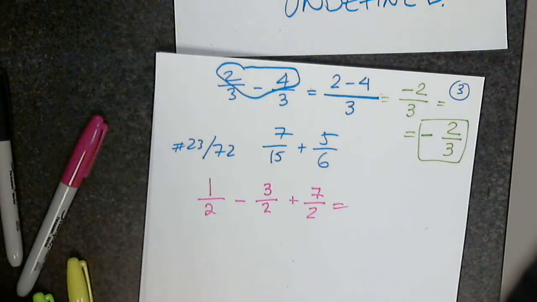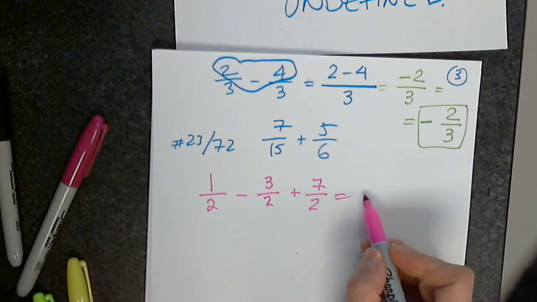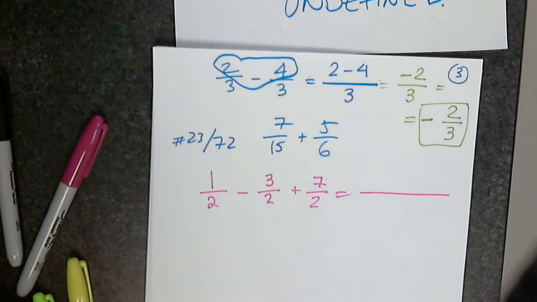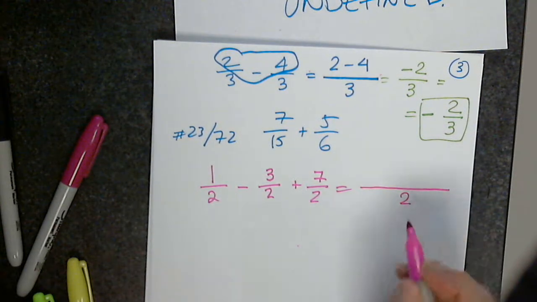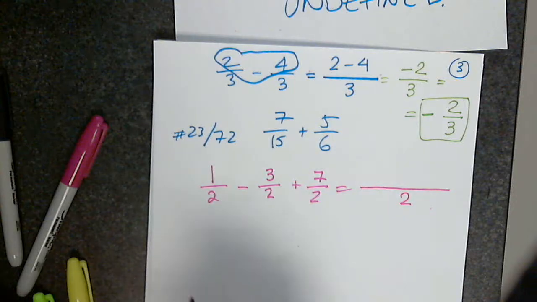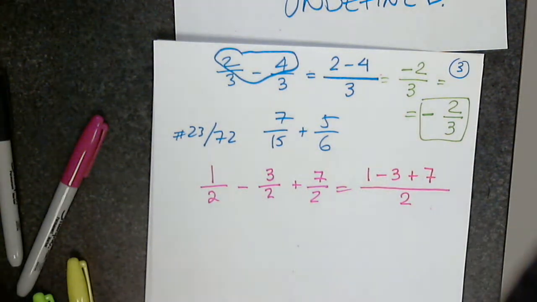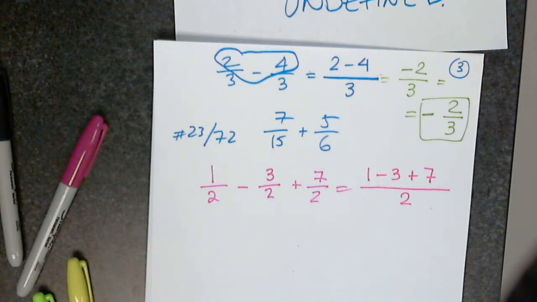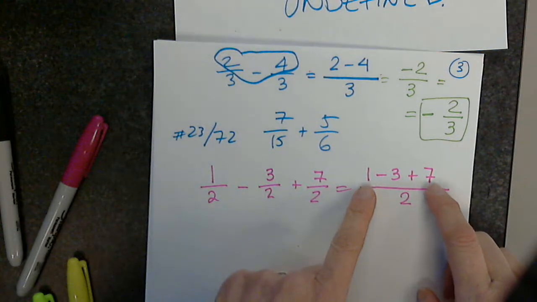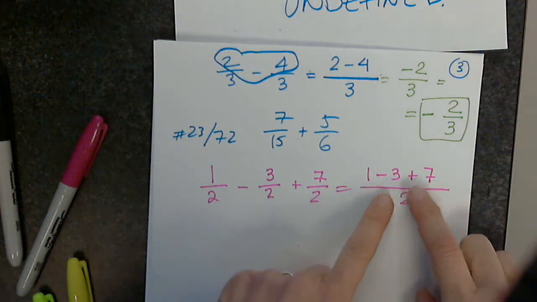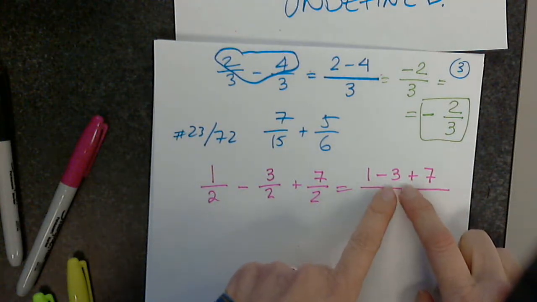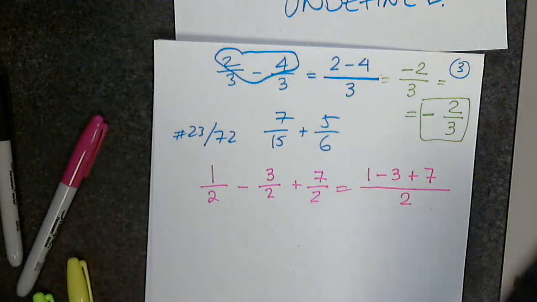Okay, ready here? So all three fractions have the same denominator. I will copy the denominator, and then I will write what I see at the top. 1 minus 3 plus 7. Are we okay so far? When it comes to adding and subtracting numbers, the order is not important. I choose the order. So I would like to add the two positive numbers first, and I'm going to say 1 plus 7 is 8, and then I'm going to subtract 3. So the answer is 5/2.